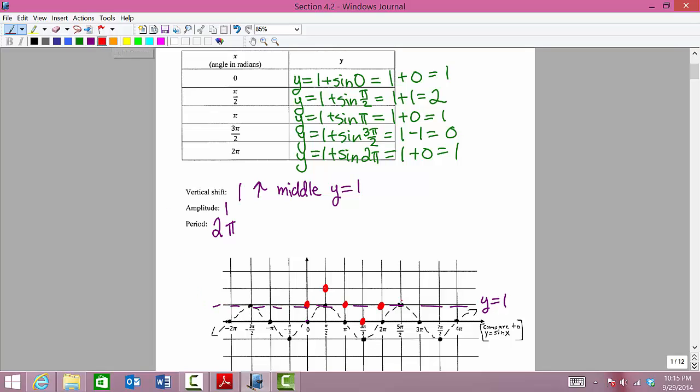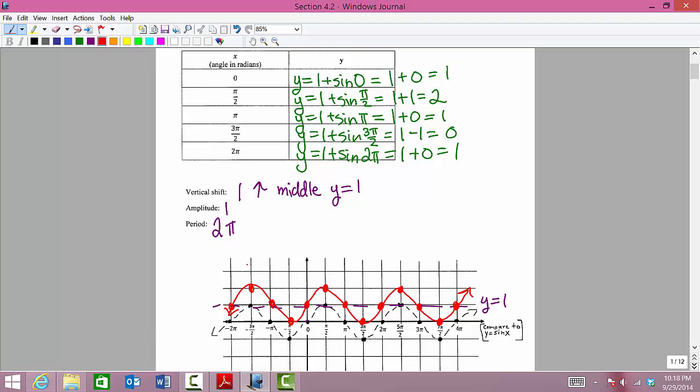And because our amplitude is 1, we're going up 1 unit from the middle of our graph, from y equals 1, and we're going down 1 unit from y equals 1. So all of the original values of sine of x are shifted up 1 unit. And as we plot those points, we see that our sine wave is shifted completely up 1 unit from the x-axis.